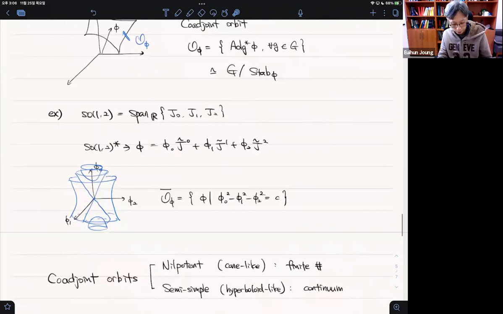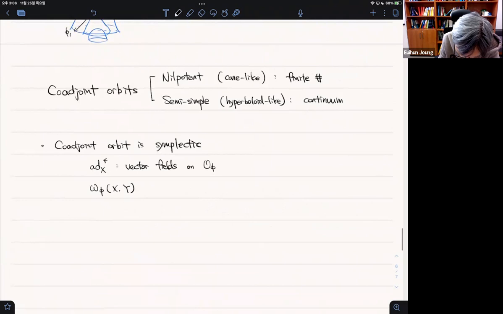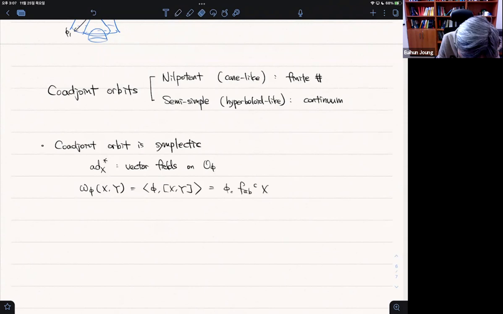In this way, small ad, in the sense of the Lie algebra action, will be a vector field, when x is not in the stabilizer. Anyway, there will be enough x which form a basis of the tangent space at phi. So if you take two such vectors, the two-form is obtained simply this way, with X_A and X_B. So it's a symplectic space, and it's clear that it is always even dimensional, with a symplectic structure on it.